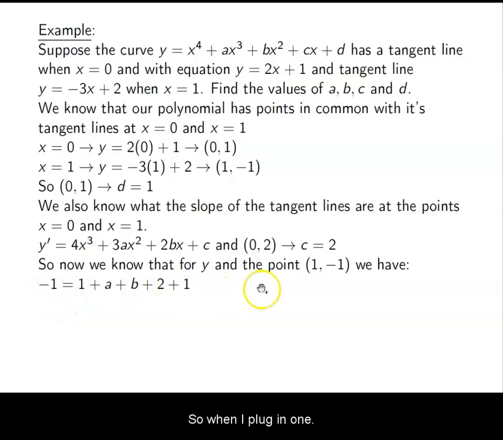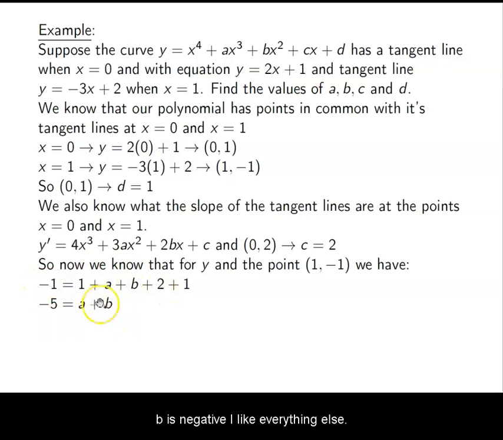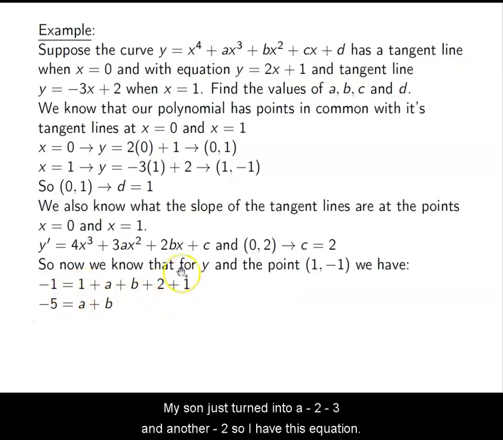So when I plug in 1 to my value y, 1 to the 4th is 1, times 1 cubed is just 1, so that's a, 1 squared is 1, so that's b. I know c is 2, and I know d is 1. So I have all this equal to -1, and when I simplify, that turns into a plus b is -5. The a and b stay, everything else moves over, so this turns into a -2, a -1, and another -2. So I have this equation.